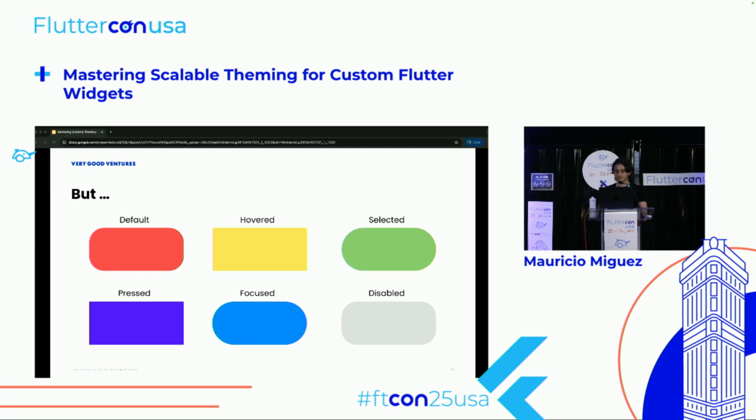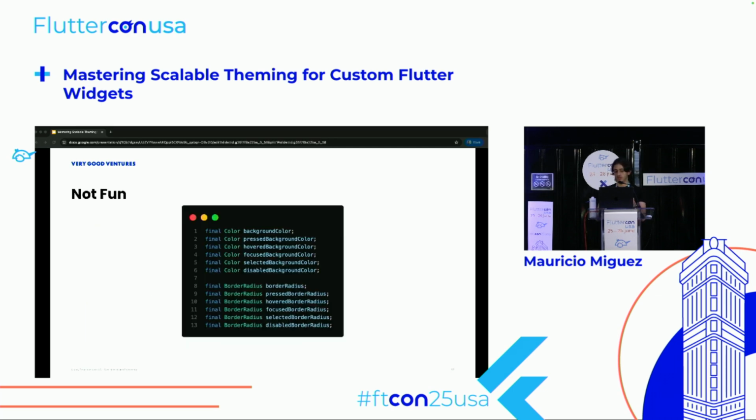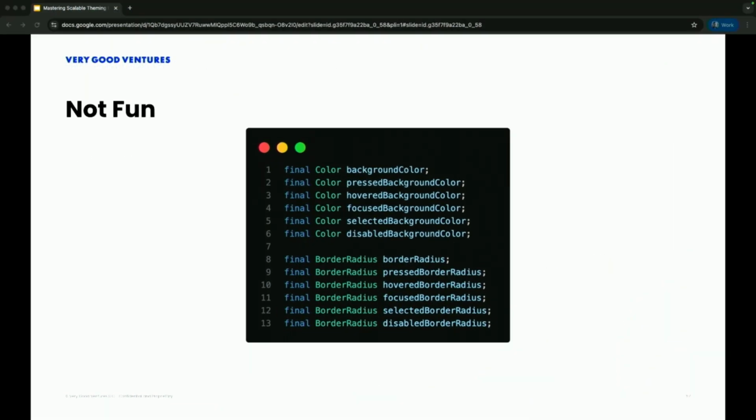those states? You will end up with an API like this, which is a lot. You have multiple repeated properties, so it will be difficult to maintain over time. Especially if you're adding more style properties to your widget, it will become a long list of properties.